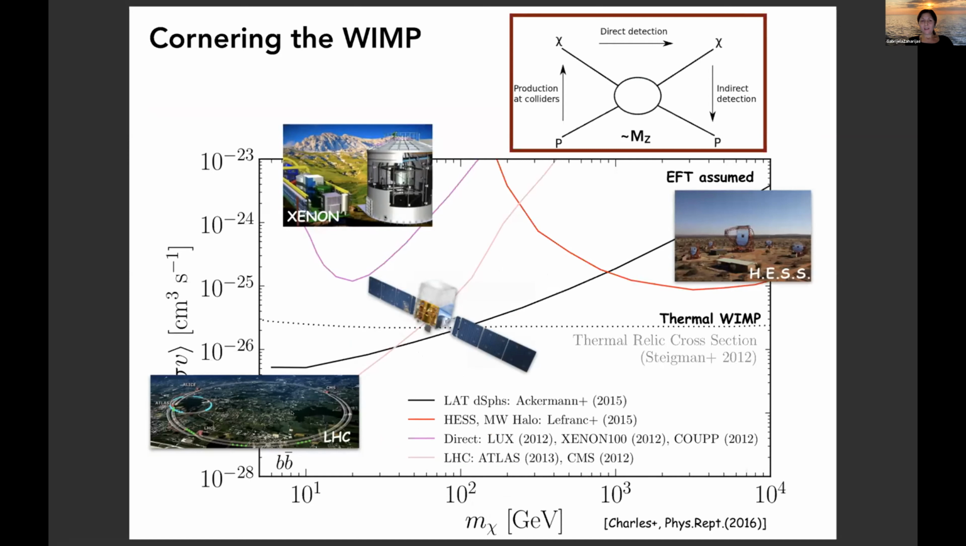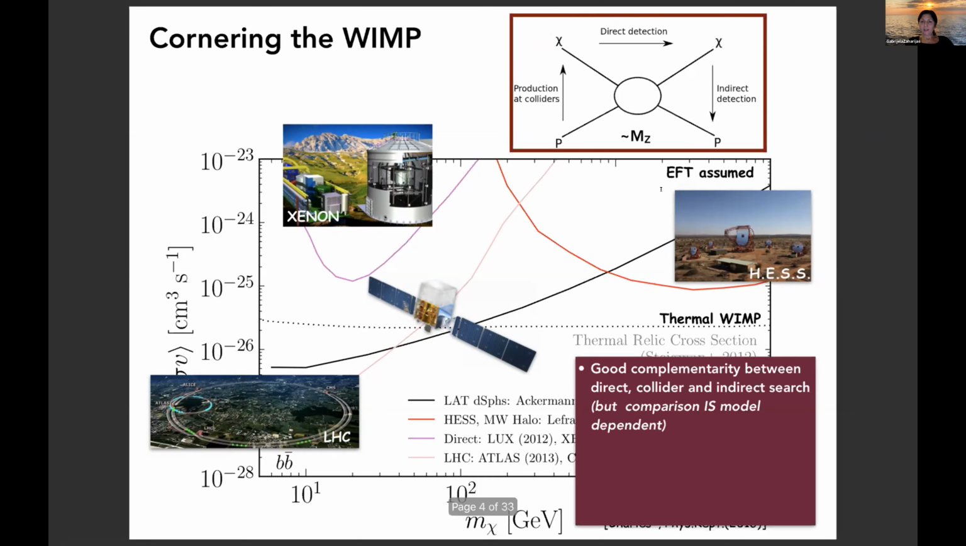You have LHC that tests them. You have direct detection experiments, which try to measure how nuclei in detectors could recoil if they're hit by dark matter particles, as Earth passes through the dark matter halo of our galaxy. And you have these indirect searches where you basically, again, as I was saying, look at annihilation of dark matter particles into some standard model particles, meaning cosmic rays, and try to catch them this way.